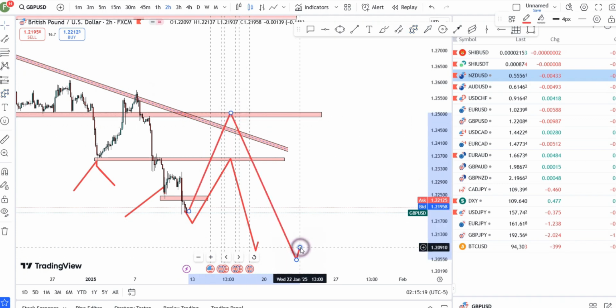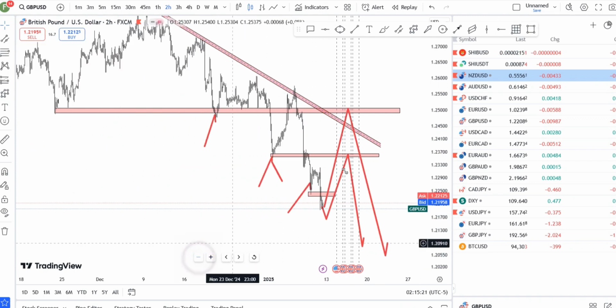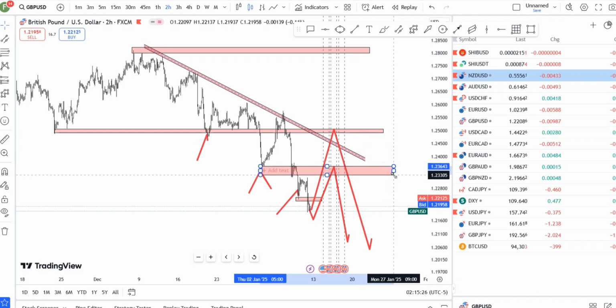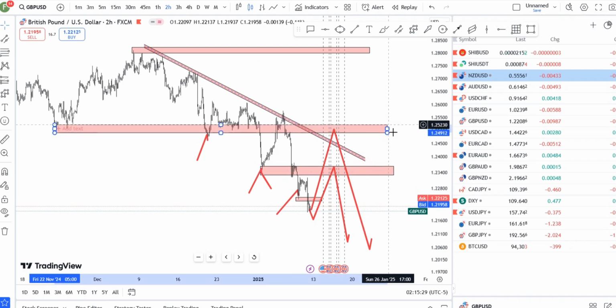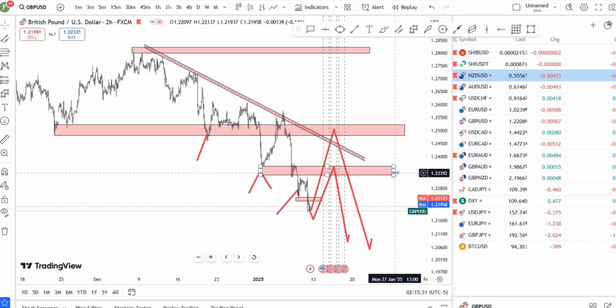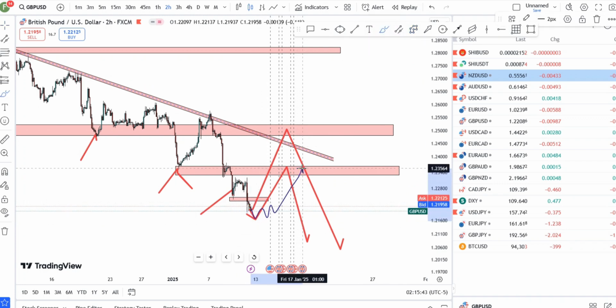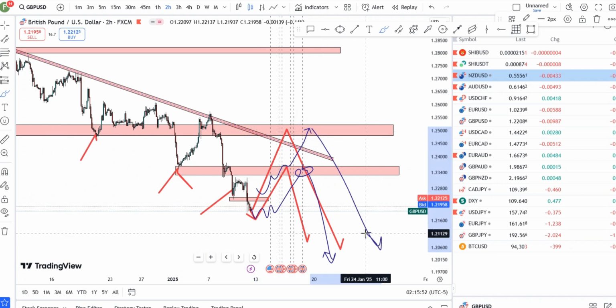But if the price is unable to react to supply 1, I have to wait for the price to retrace to another supply zone, where I will look for a short opportunity for GBPUSD toward the support level. For the current support level of GBPUSD, I will wait for the price to retrace to our supply, and I look for confirmation on the supply zone for the bearish continuation.